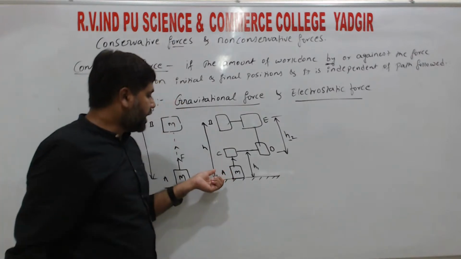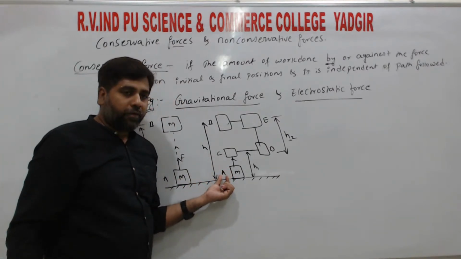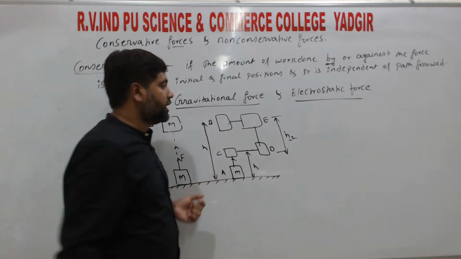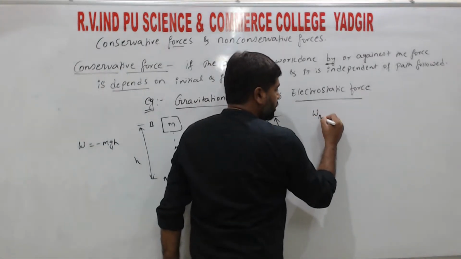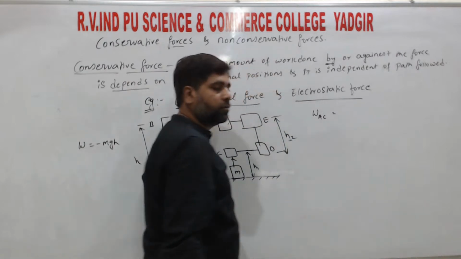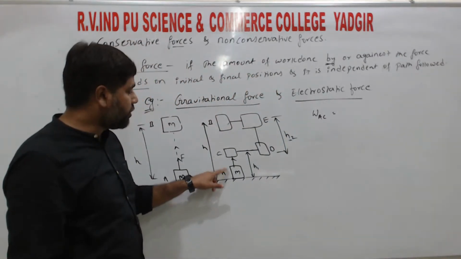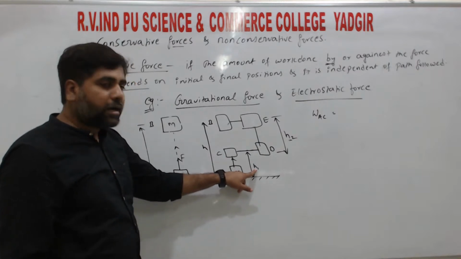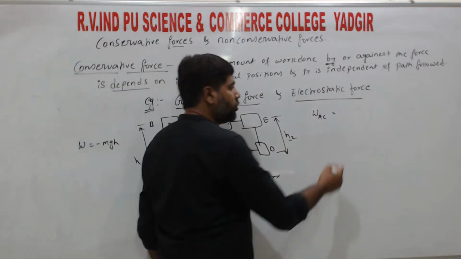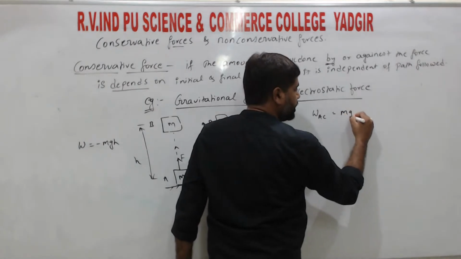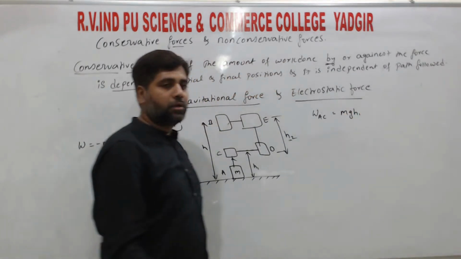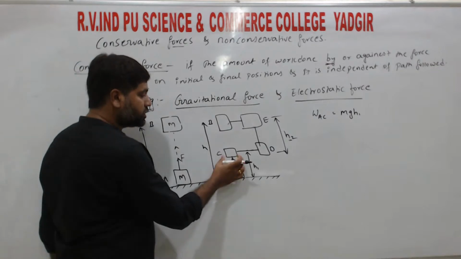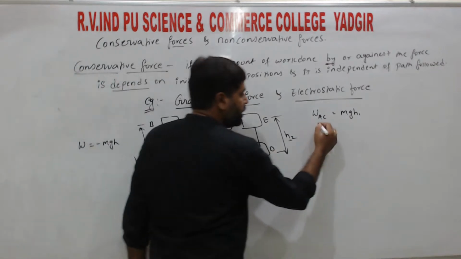So first we are going to calculate the work done. We are bringing from A to C, right? So work done WAC, right? So WAC is the work done, that is equal to mass times height h1, right? So WAC is equal to mg h1, right? Next, work done from C to D.